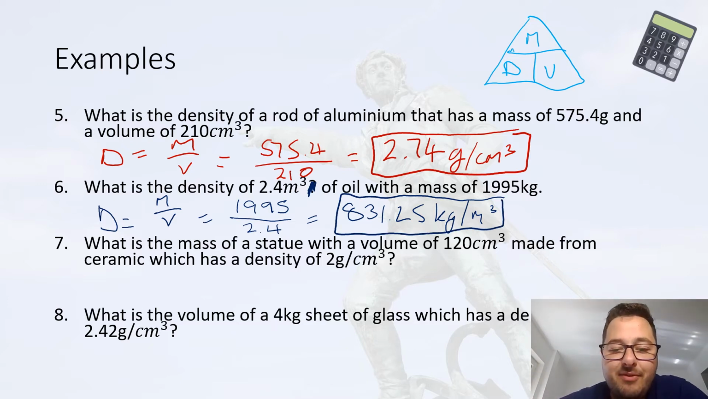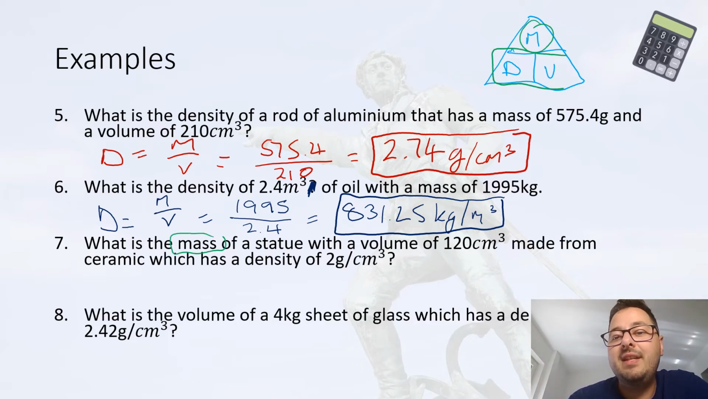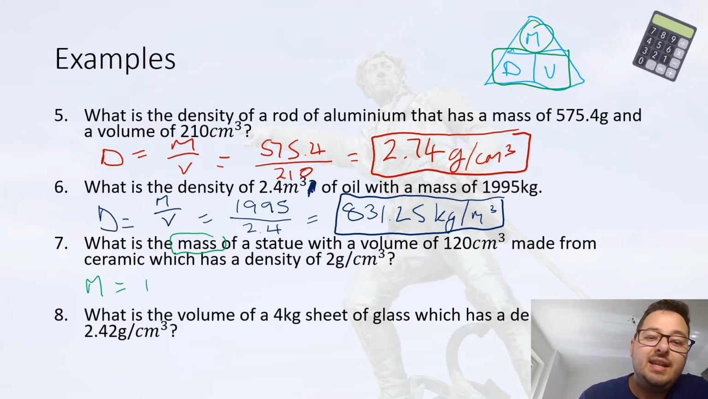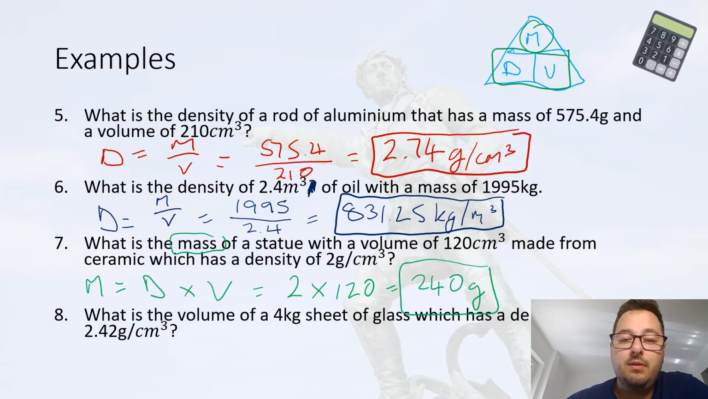Okay, all right, number 7. What is the mass of a statue with a volume of 120 centimeters cubed made from ceramic which has a density of 2 grams per centimeter cubed? Okay, so this time we want to work out the mass. So if we want to work out mass, that's going to be density times volume. The density is 2 and the volume is 120. So that's going to give me 240, and we want the mass, so it's going to be grams. Okay, so the mass of the statue is 240 grams. It must be the smallest statue in the world, but there we go.